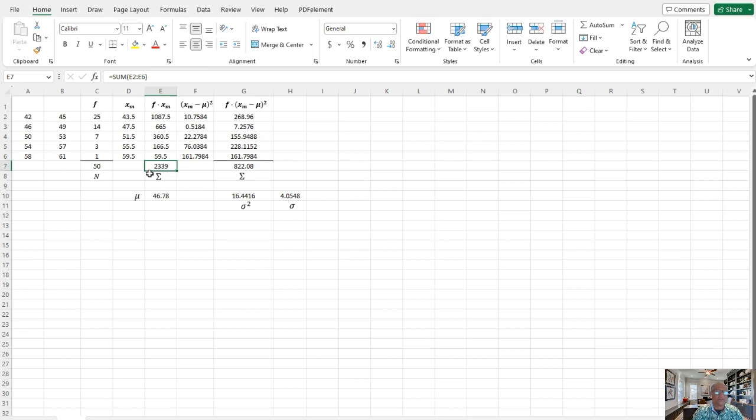All that is left now is to divide this value by the sum of these counts, which is 50. And that's what we have here. Notice it's this divided by this. And that gives us the mean of our data set, or an approximation, I should say, of the mean of our data set.